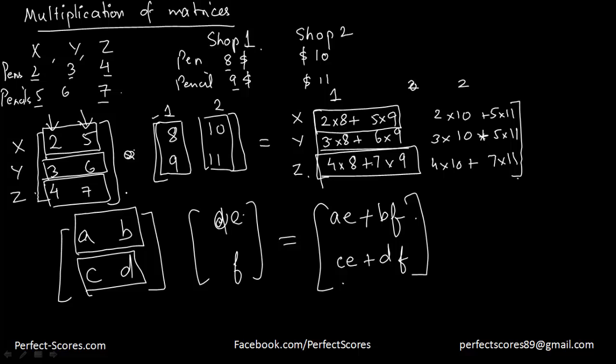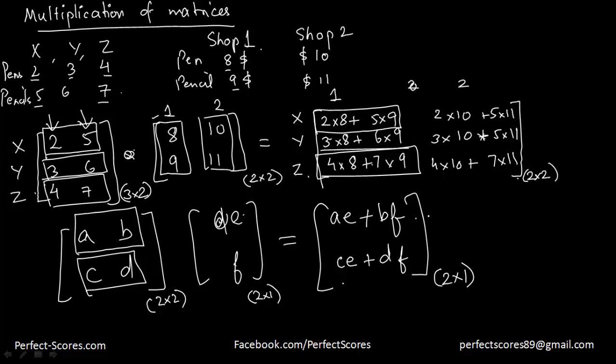Now what is the order of this matrix? It has three rows and it has two columns. You can clearly see it has three rows and it has two columns. Over here it has two rows and it has two columns, and our matrix also has two rows and two columns. In this case it has two rows and one column, and overall our matrix again had two rows and one column.